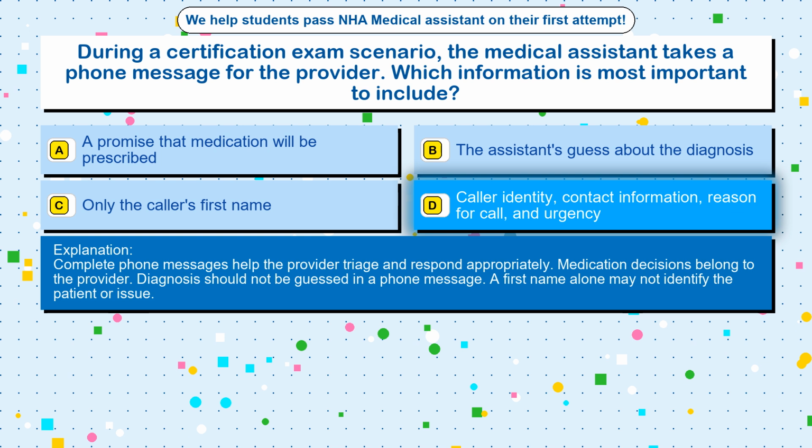Complete phone messages help the provider triage and respond appropriately. Medication decisions belong to the provider. Diagnosis should not be guessed in a phone message. A first name alone may not identify the patient or issue.